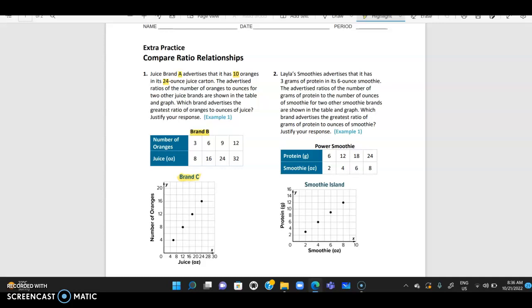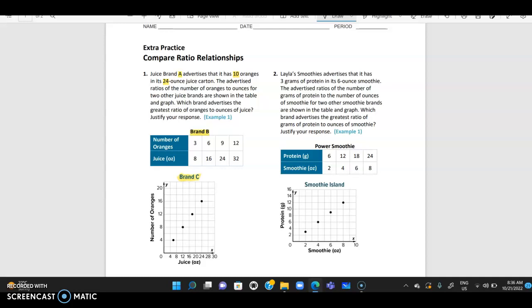So for brand A, it's only given the basic ratio and you need to generate the table. For brand B, they generated the table on behalf of you and you just need to plot this relationship on the graph. As for brand C, it's already plotted, so you have nothing to do to brand C. At the end only, we will compare. So I will start by plotting the brand B relationship.